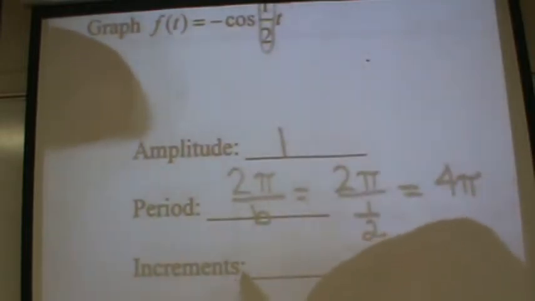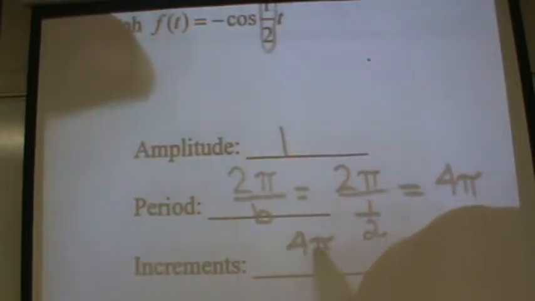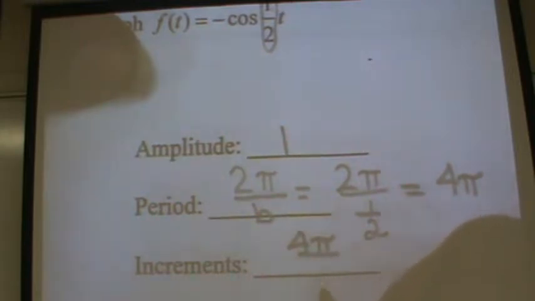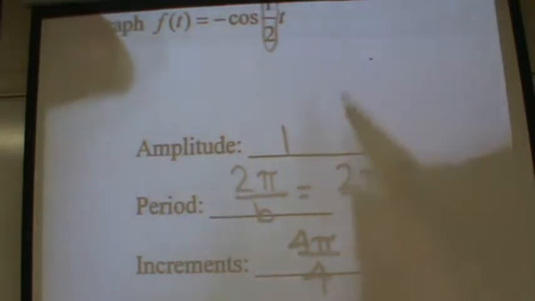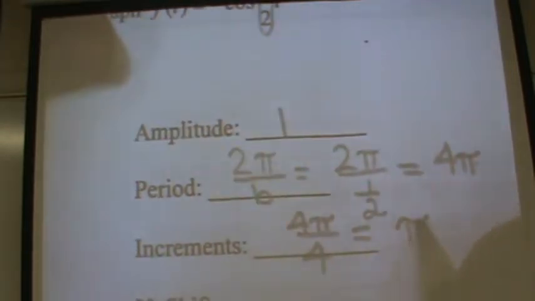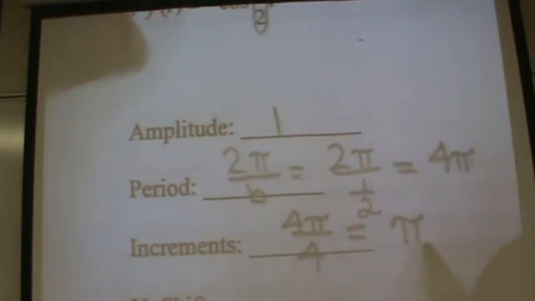How many increments are there in a sine and cosine curve? How many increments are there? 4. On, above, on, below, on. There's 4. So you're gonna take this period, cut it into 4 pieces. So that tells me that each increment is not pi over 2 now, it's worth pi.